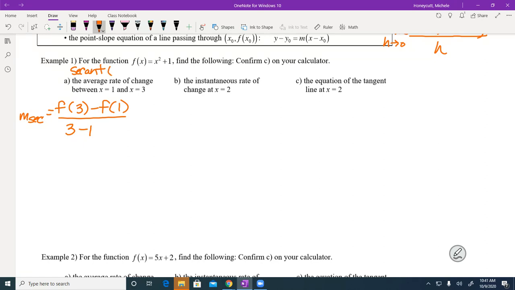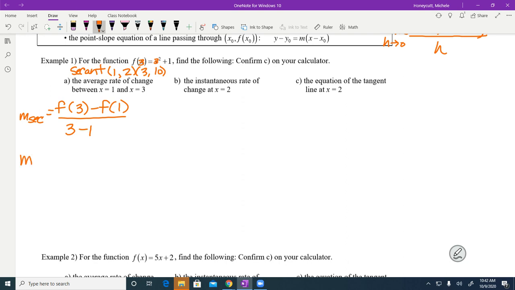So this is saying I have the point 1 comma something and 3 comma something, and I need to find the slope. So to find the y values, I'll substitute 1 into the formula. So f of 1 is 1 squared plus 1, which is 2. And then to find the y value when x is 3, I'll substitute 3 into the formula. 3 squared is 9, and 9 plus 1 is 10. So between the points 1, 2, and 3, 10.